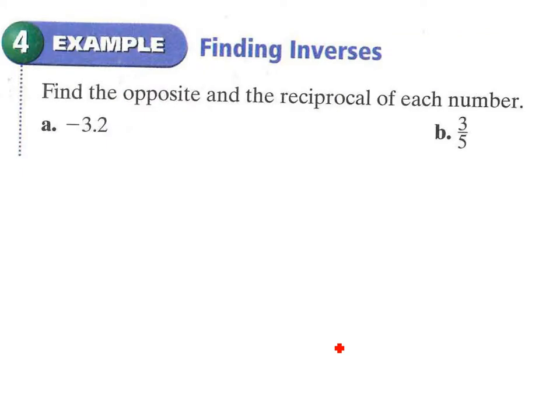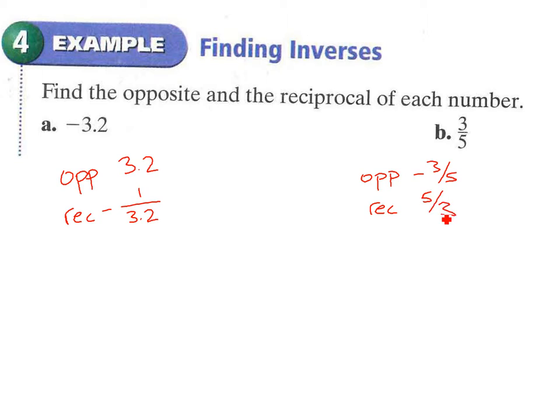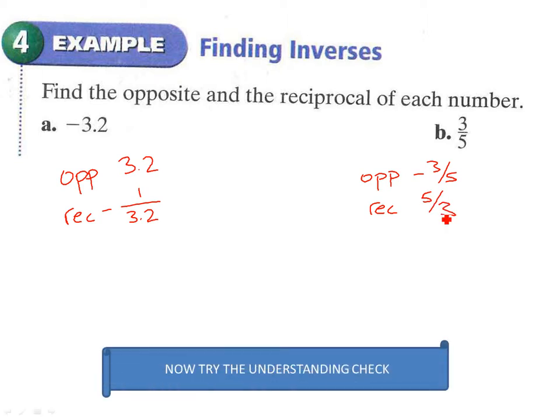Let's find the opposite and reciprocals here. So the opposite of negative 3.2, let's flip that sign, positive 3.2. The reciprocal is going to be 1 over negative 3.2. All right, and you can put that negative out front. Opposite of 3/5, negative 3/5, reciprocal, flip it over, 5 over 3. Give it a shot, example 4.